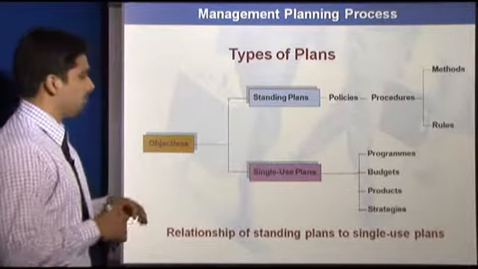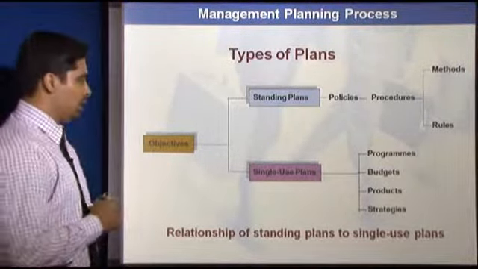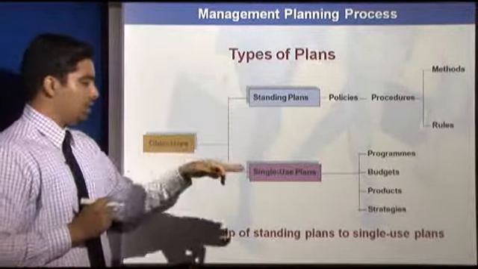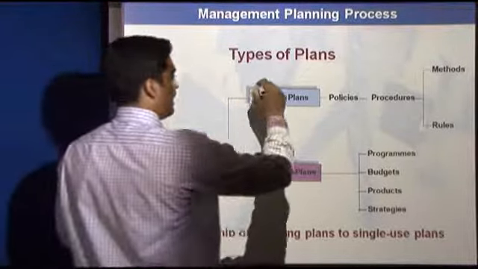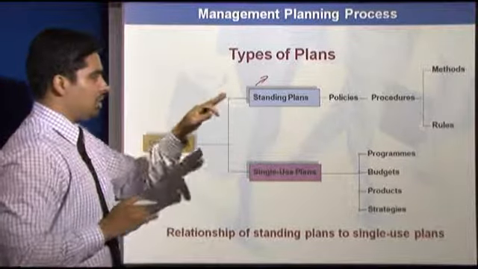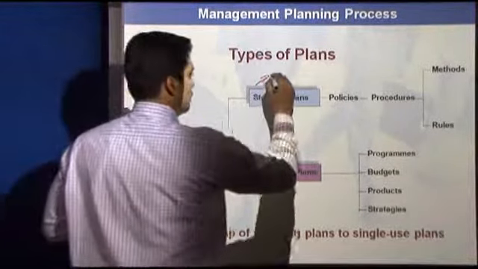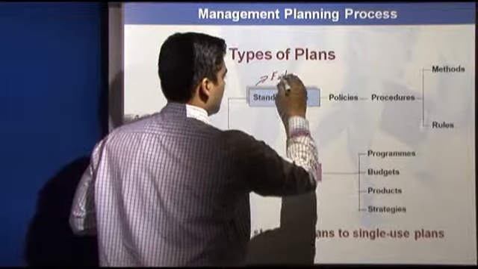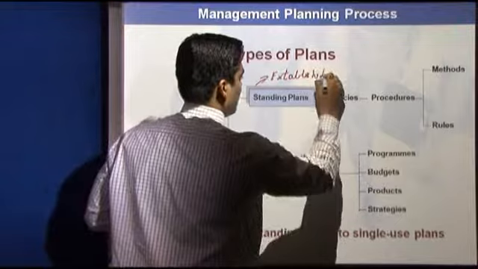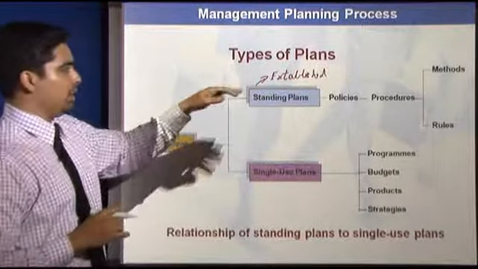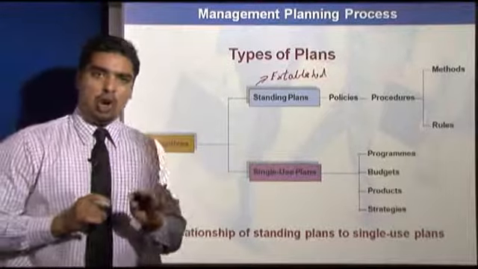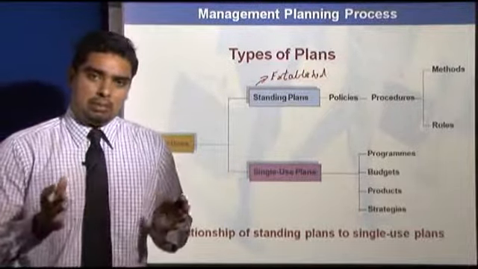Now we're going to look at the types of plans. We have the objectives. We have two types. One is the standing plans and one is the single use plans. What is a standing plan? This is nothing but it is established and exists for everything. You can consider this to be established, say a policy, something that remains same irrespective of any department, anything.